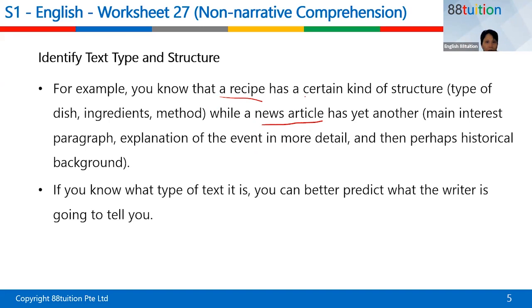Usually a recipe has bulleted points for ingredients, and then maybe in the second paragraph they tell you how to cook the meal. A news article will be something like a newspaper article, where you have a heading and then a byline. Byline means written by whoever it is, your name, and then you have an article there. So it's a different text type.